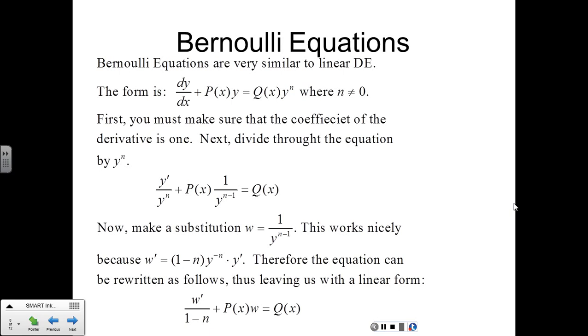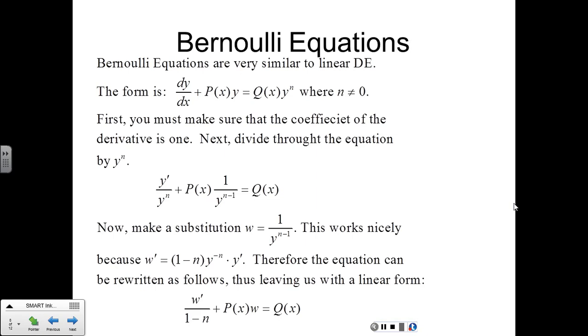This looks like a linear equation. You have the derivative, your function y to the first, but over here you're going to have a power of y, y to some power. That fits the perfect form for a Bernoulli equation.